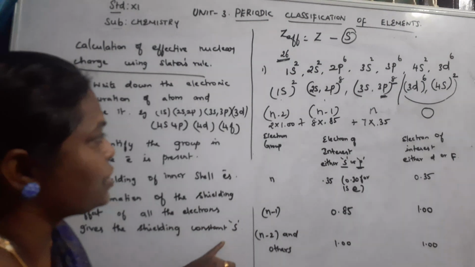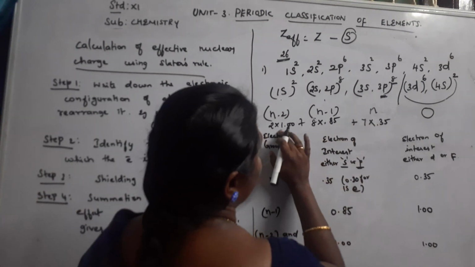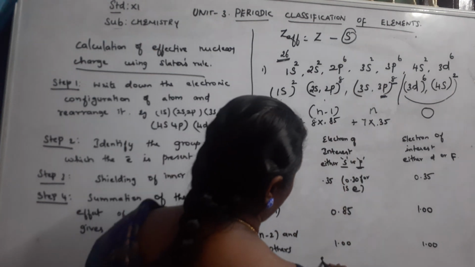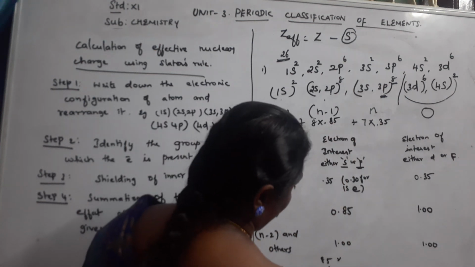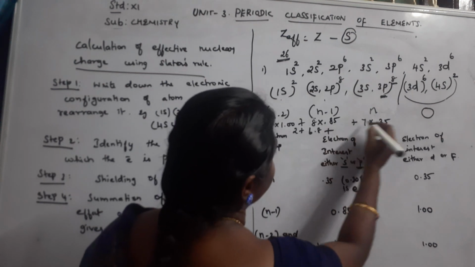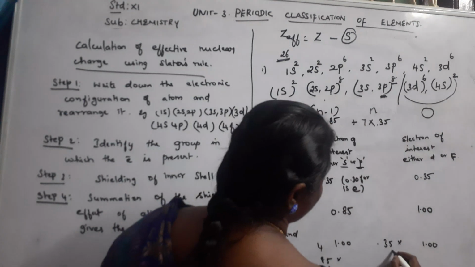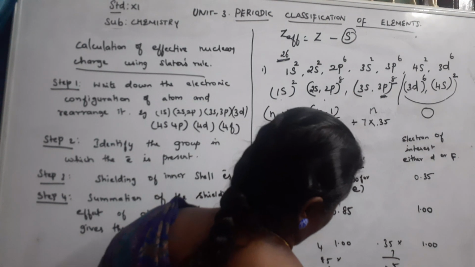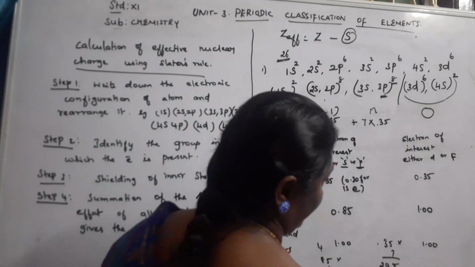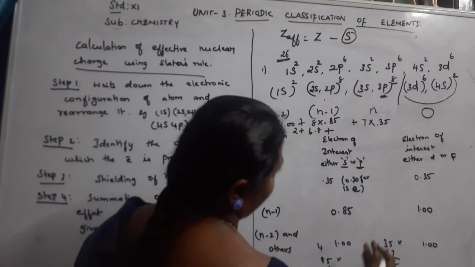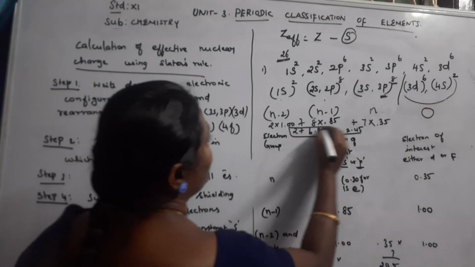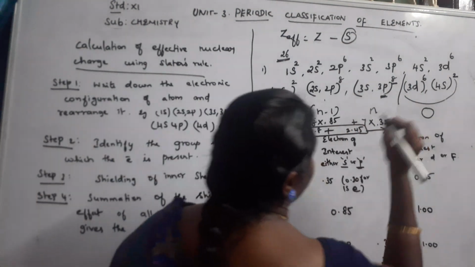By summing up all these values, the summation of shielding effect of all the electrons gives the shielding constant. So if you are calculating this, it means 2 plus 8 into 0.85, 8 into 8 are 64, 6.8, plus 0.35 into 7 is 2.45. So by adding all these values you get the screening constant.